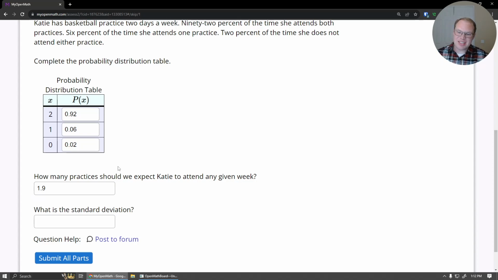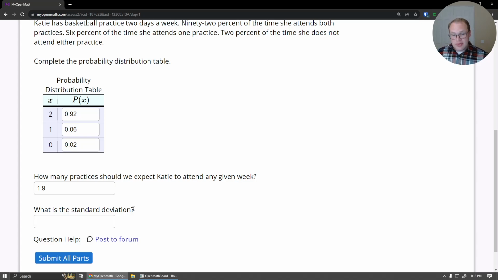That's how many practices in any given week we would expect Katie to attend. Now, of course, she can't actually attend 1.9 practices, right? She could attend 1 or she could attend 2. But that's our best guess, right? That's the average number of times over the long term, over many, many, many weeks. That's the average number of practices she can attend. So if we want to pick a value that's most likely to be as close as possible to the true value, 1.9 is what we would do. Okay?